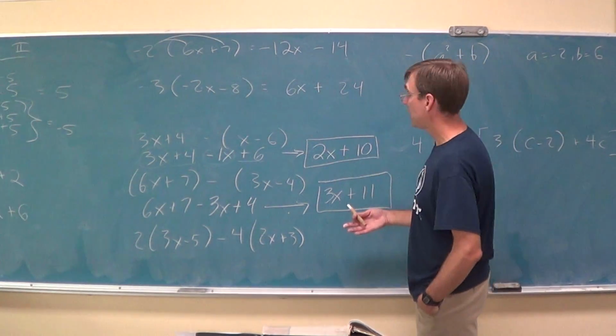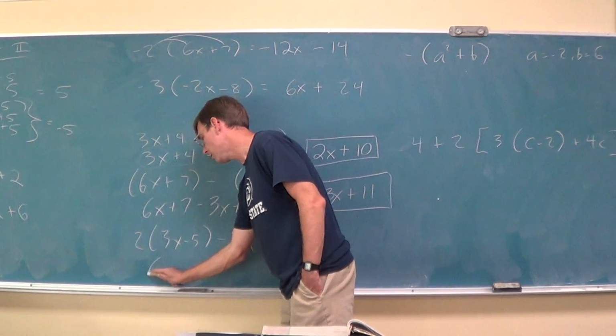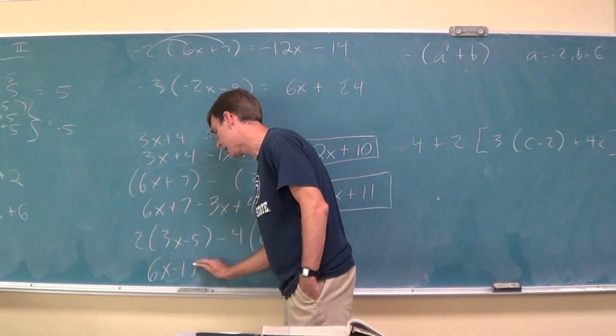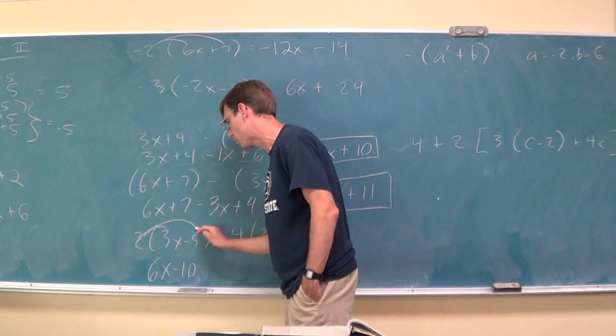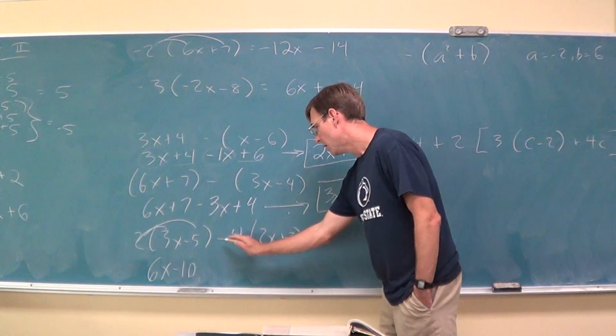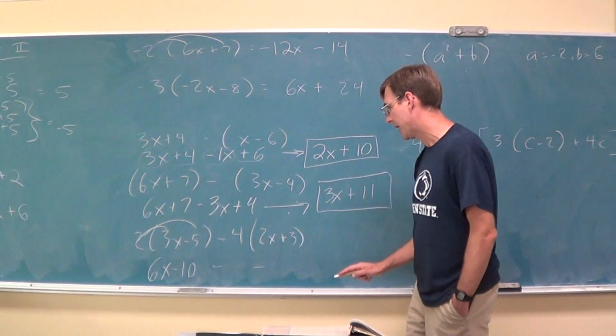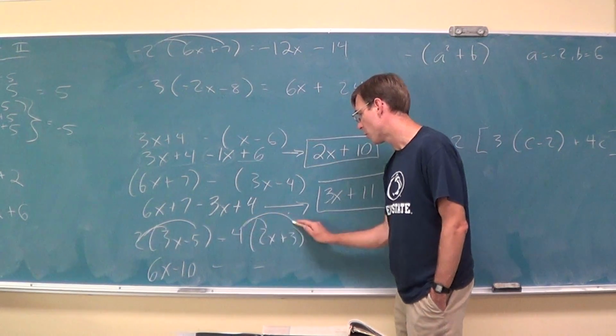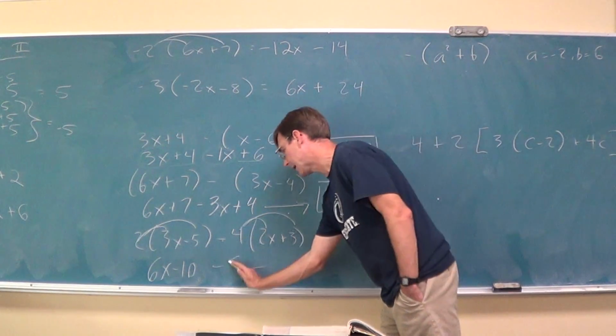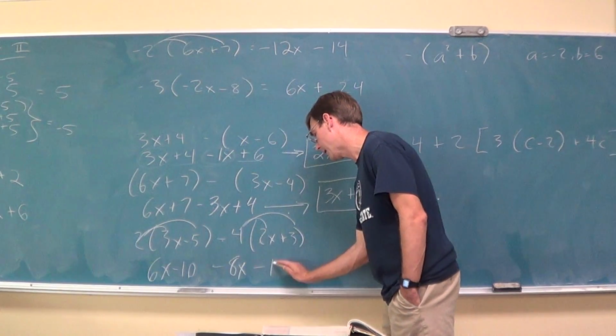Next question, about the same thing. We're going to want to distribute, so 6x minus 10, once the 2 gets both of them. The minus is going to change both of those to be both negatives. 4's got to jump on both numbers to get 8x and 12.